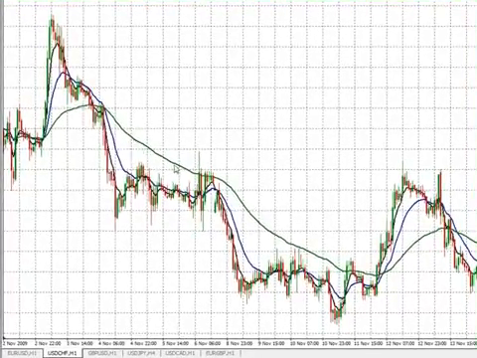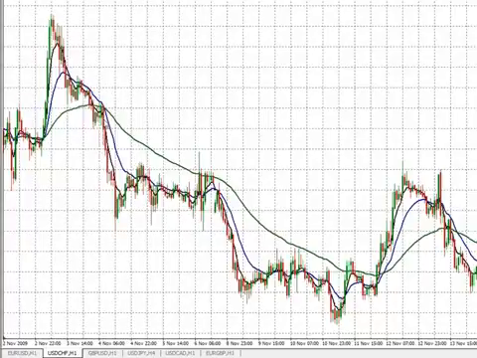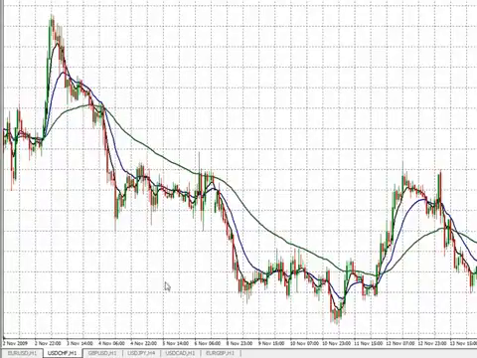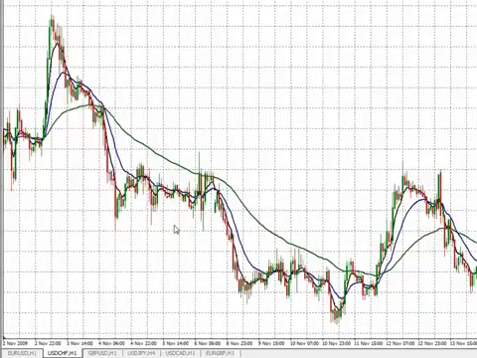The EMA 60 is pointed downwards, the EMA 15 is pointed downwards, and the EMA 15 is below the EMA 60, and the EMA 5 is below the EMA 15. And we're actually looking at it at this point here on November 5th. And then at that point, we've determined we're in a strong downtrend. We wait for the price to retrace until it hits the EMA 60, which it did right here.